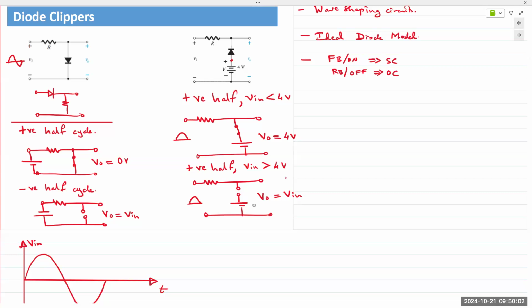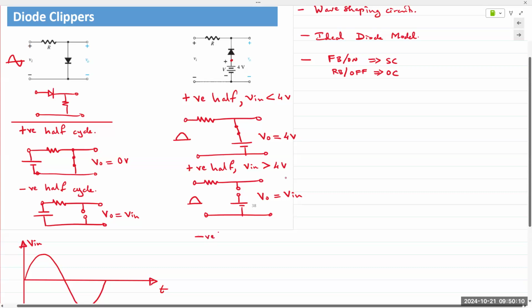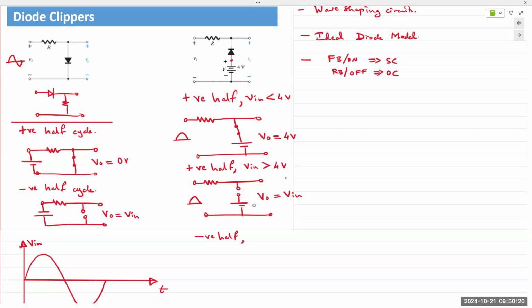If it's the negative half cycle, what is the diode state? If it's a negative half cycle, yep, it'd be forward bias. Right? It does not matter. It's a negative half cycle, meaning the cathode is held at a negative potential. 0 going to -1, -2, -3, -4. So it's always going to be forward bias in the negative half cycle.